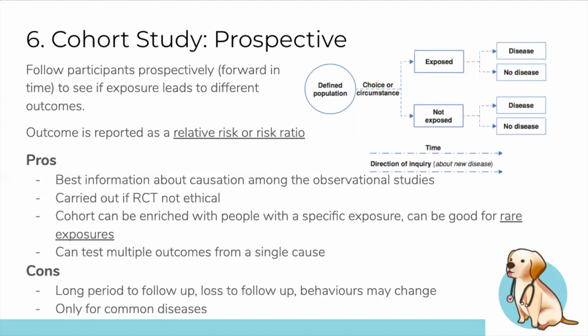This is carried out if it wouldn't be ethical to conduct a randomized control trial, let's say if there's a huge difference between treating and not treating. And because you're looking at exposures, you can focus your study on people with a specific exposure that may be potentially quite rare, so it's really good for rare exposures. Because you're starting off with exposures, you can look at multiple outcomes and evaluate many of those. One bad thing is that because it's over a long period of time, you're going to lose people over time, and it's really only for common diseases, just because you don't know who's going to develop what disease over time.